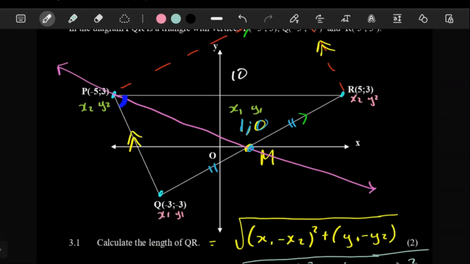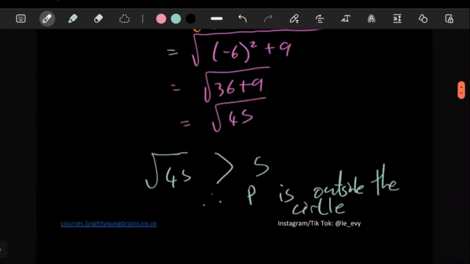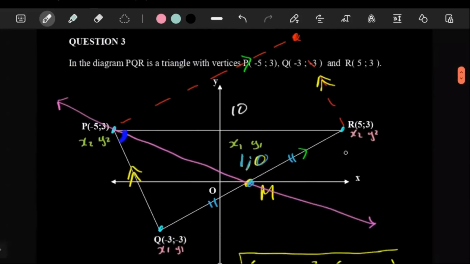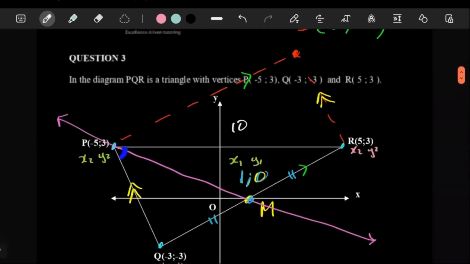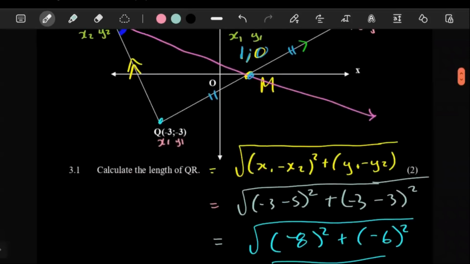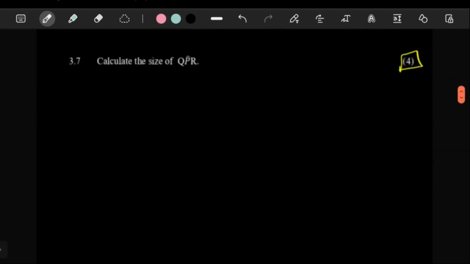The distance of PQ we don't have, but we can work it out. Wait, do we have the distance of PQ? I feel like we have it. But if we don't, it doesn't matter, we can easily get it using the distance formula. The distance of QR we have, we got it to be 10 also. Oh, wait, we actually did. Huh, this is an isosceles triangle. Wow. Anyways, let's get the distance of PQ, because we need it.